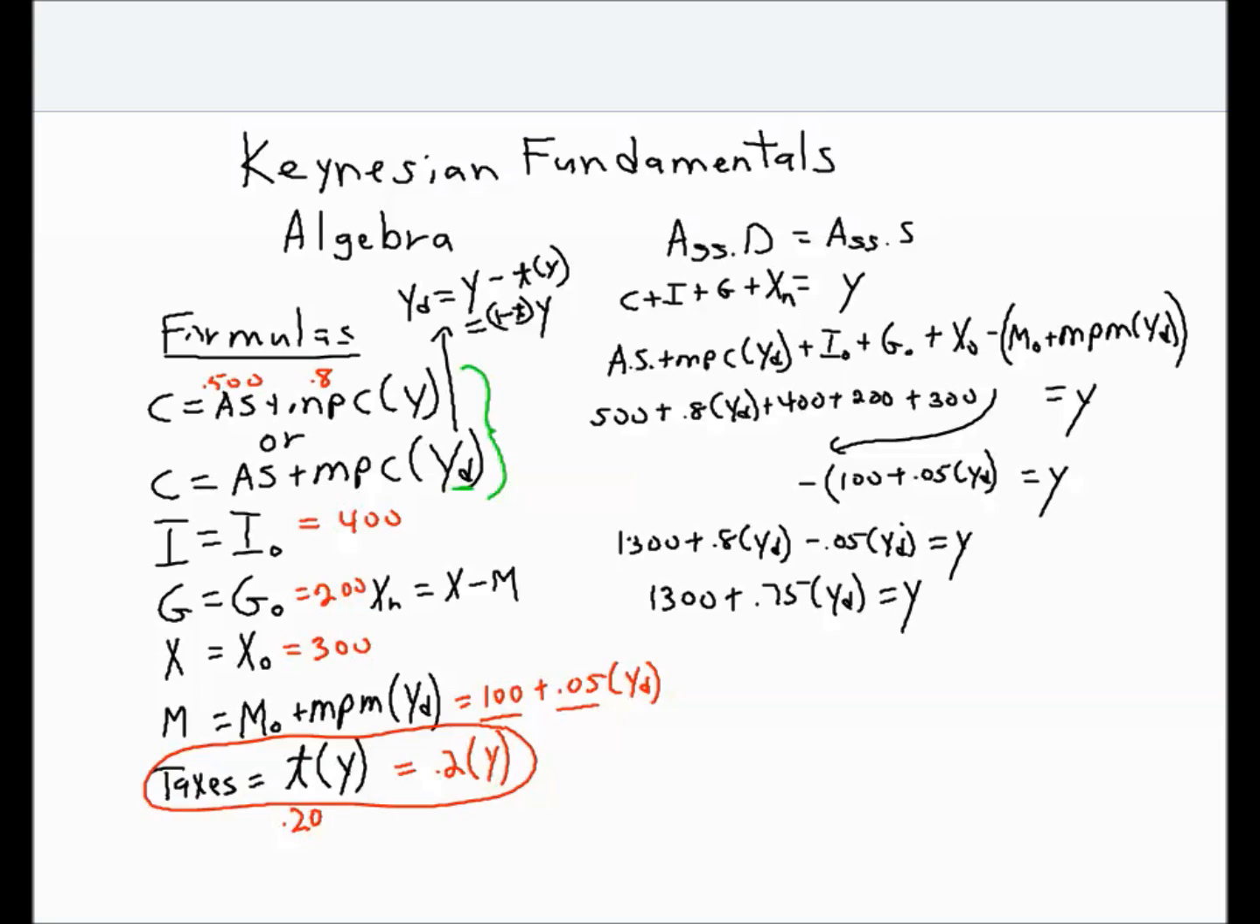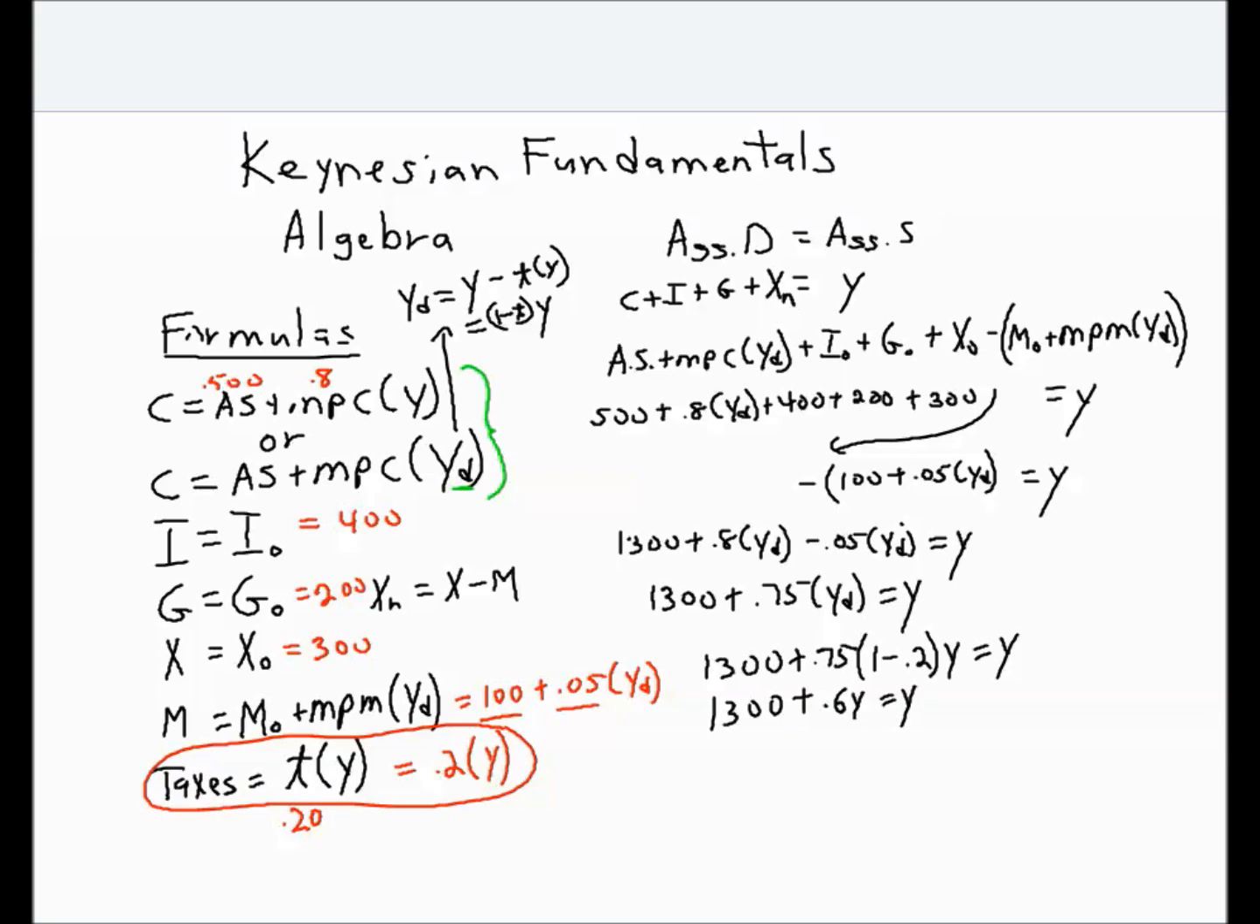So using that information and going back to my original problem, I now have 1300 plus 0.75. Now instead of writing YD, I'm going to write what YD is, and it's 1 minus little t, and little t in this problem was 0.2, that was given, times Y equals Y. Now I can clean that up. I get 0.6.